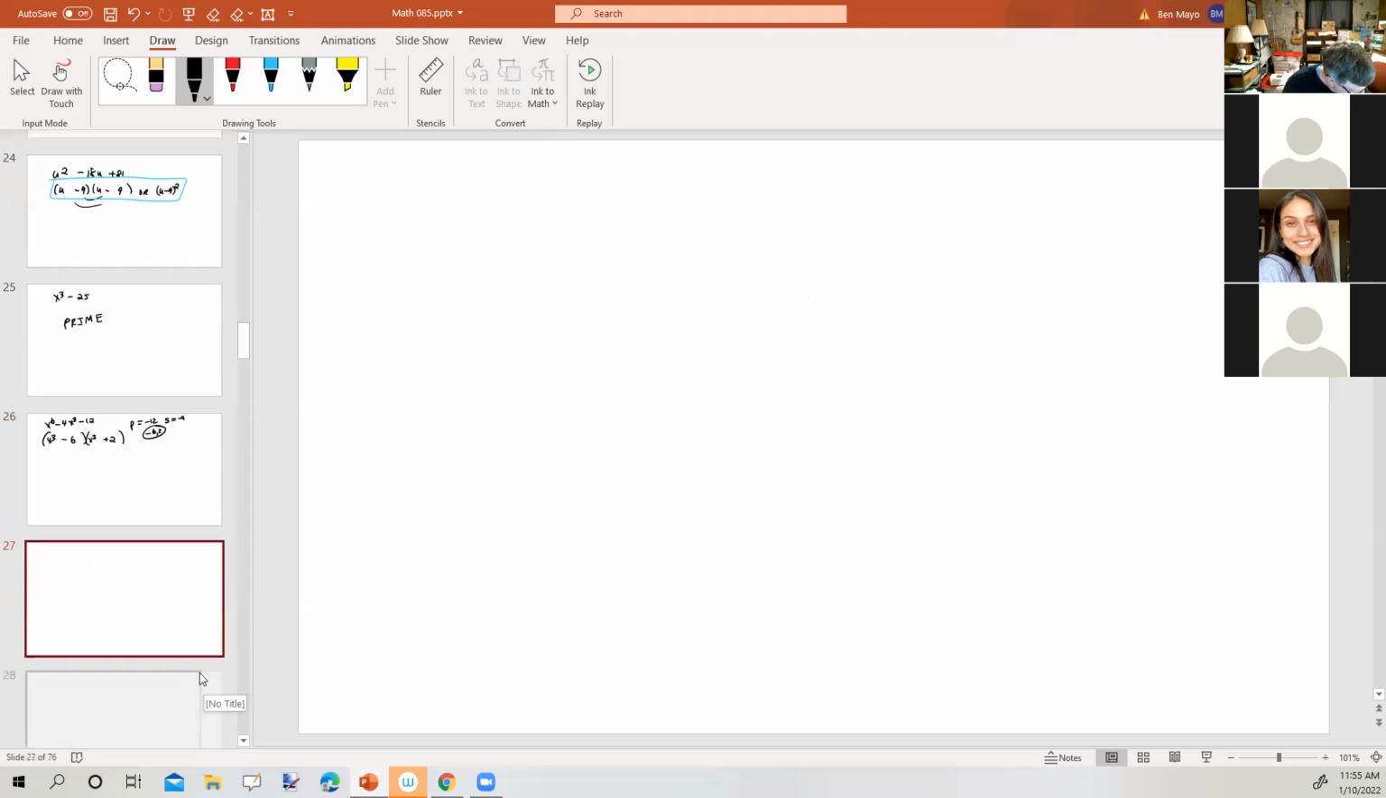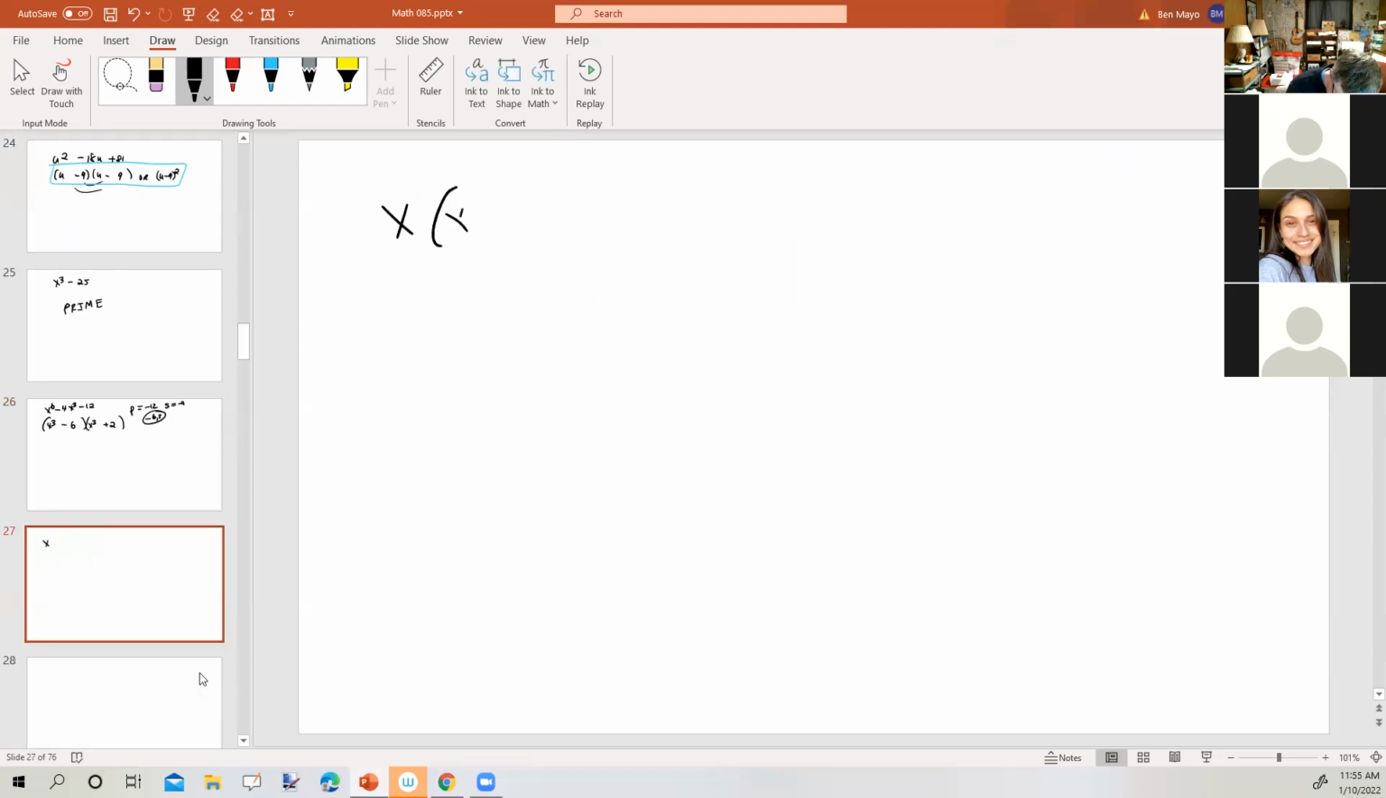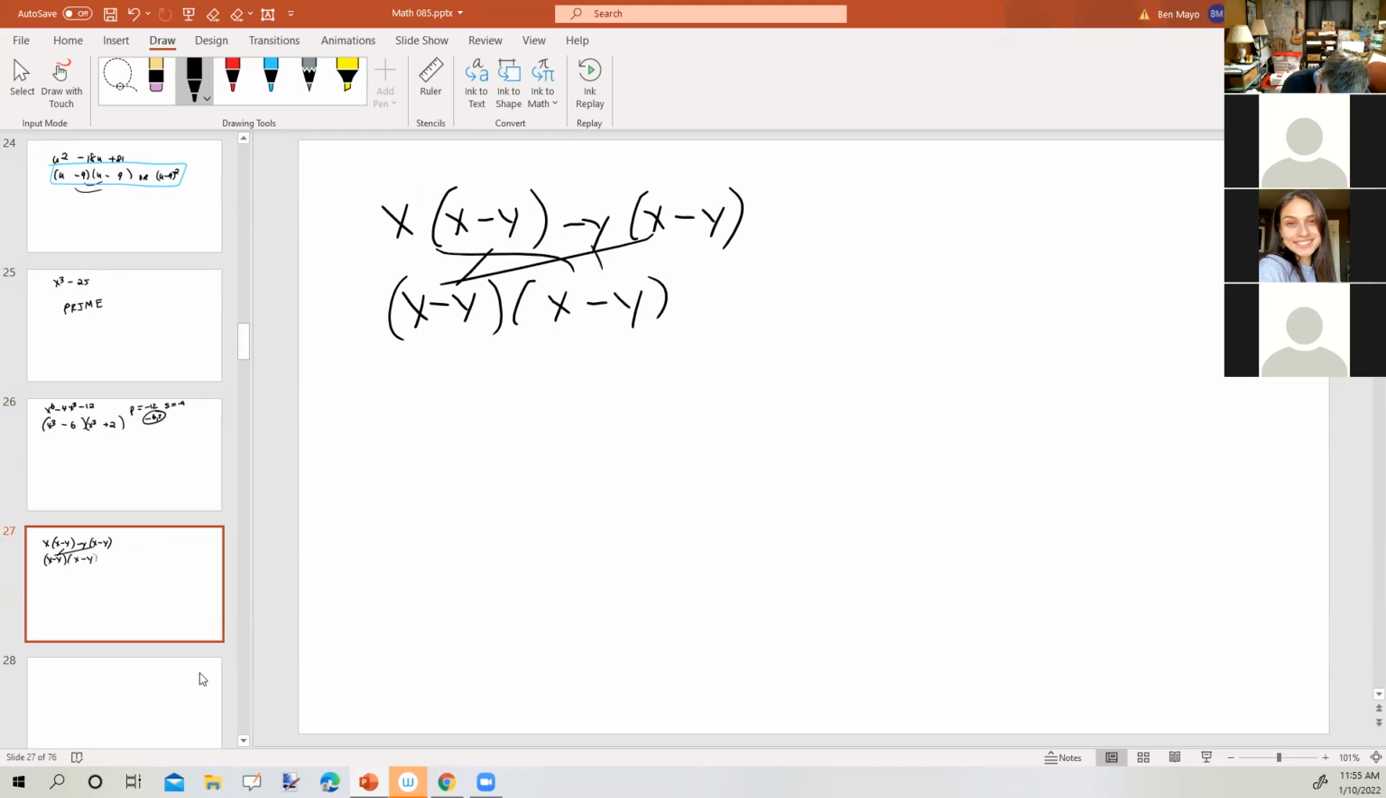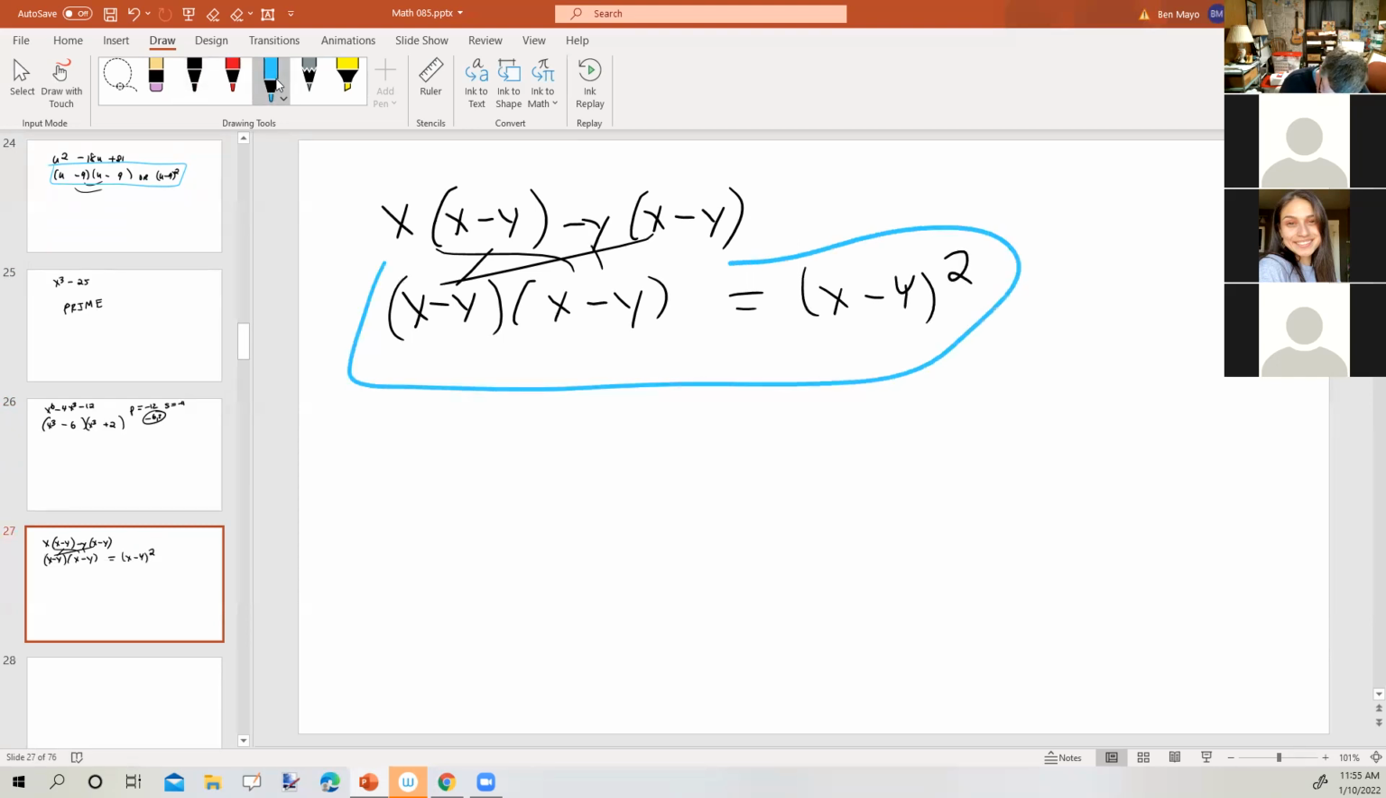How about this one, x times x minus y times x minus y. Well, the greatest common factor here is x minus y, and we take that out of both of those, we'd have x minus y left over. So we've got x minus y, the quantity squared. So either of those could be written as the correct answer.